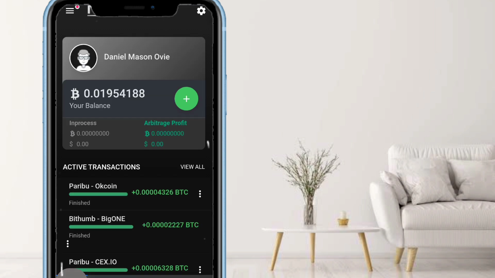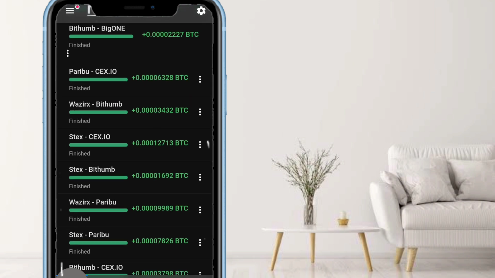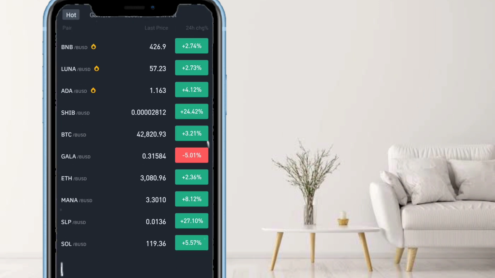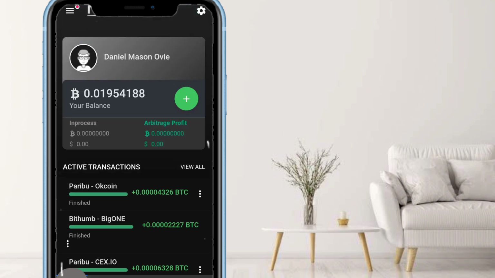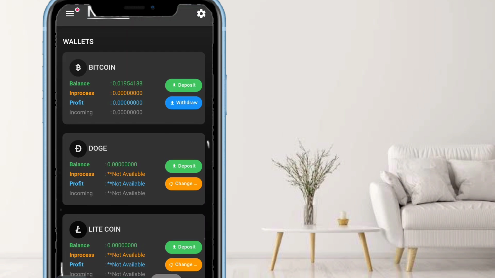You understand? Now before I show you how to place trade and earn higher profit, you need to know that the Now2trade system is highly secured, you understand? Despite the fact that hackers are trying to hack the system, the system is highly secured.